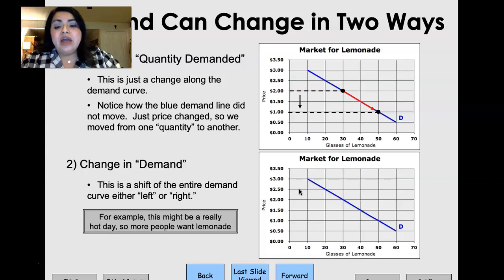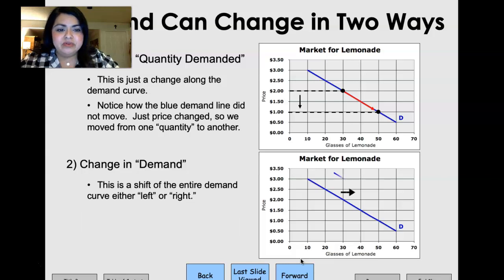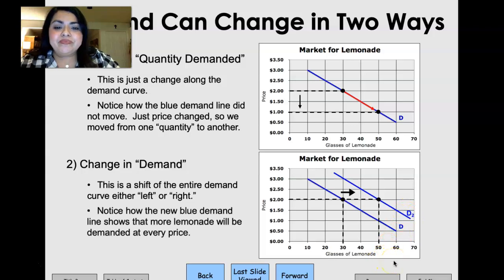Okay. So how do we graph this one? This one is even easier than the last one. If you're going to change your demand, if there's an increase in demand, all you do is draw a line to the right and you label it D2. That's it. Really, really simple.